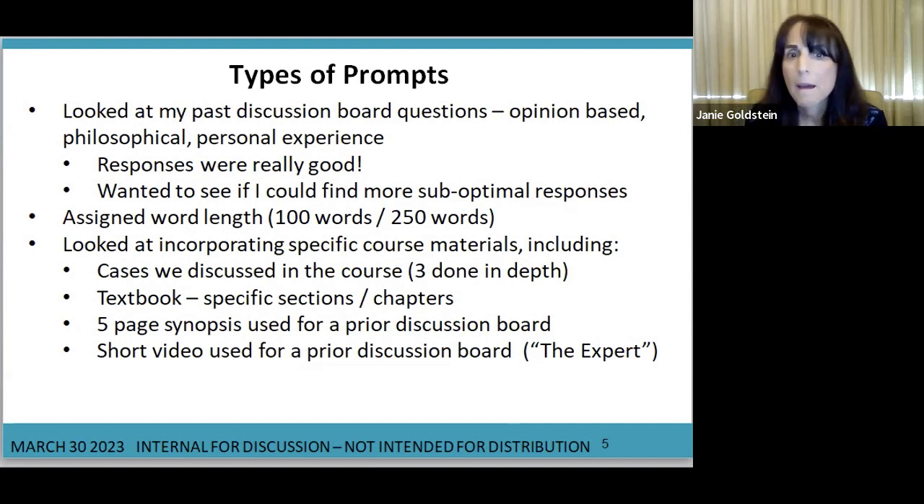And I would say, for instance, what is a paradox that might have been seen in this specific case study, and how should the characters have addressed this paradox? I also played around with word length. I found 50 words was way too low. If I didn't give it a maximum word length, sometimes the answers were really long. So I tried to vary the word length.